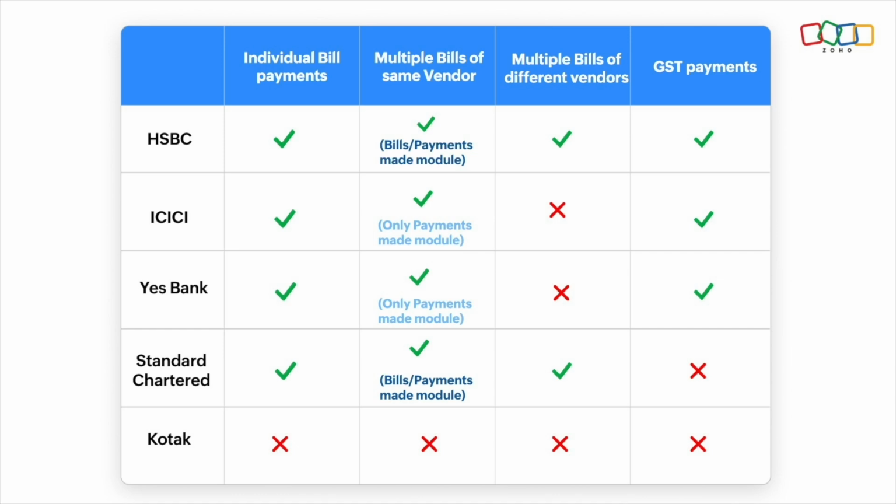And for multiple bills of the same vendor, we have seen how to initiate payment from both the bills module and also from the payments made module. However, for ICICI and S Bank, you can initiate a multiple bill payment only from the purchases payments made module.